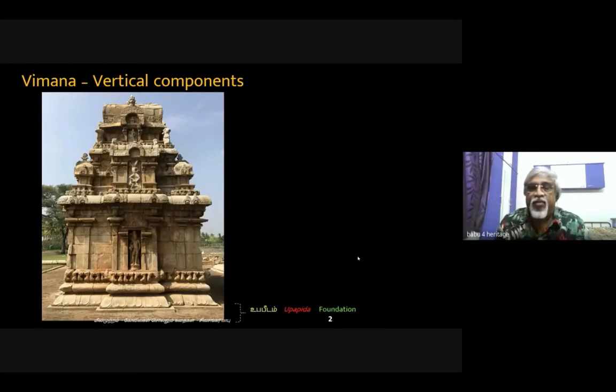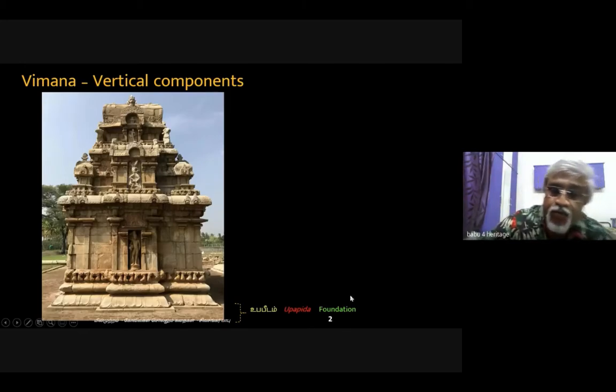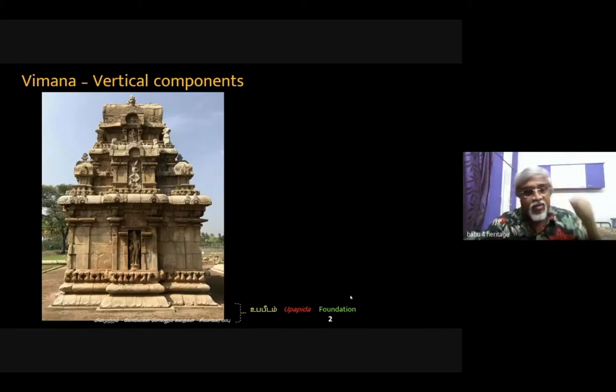Yesterday, some of the people said that they were not able to catch the Sanskrit or English equivalent, and then they are confused. So, for the benefit of all, I'm giving all three things: Tamil in yellow, and then Sanskrit in red, and English or architectural equivalent in green, so that this is remembered and we don't have any confusions.